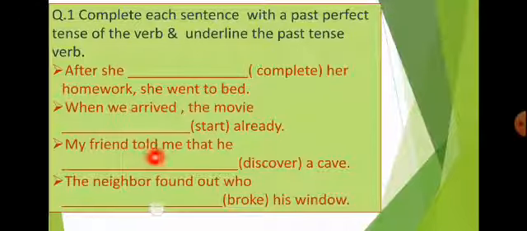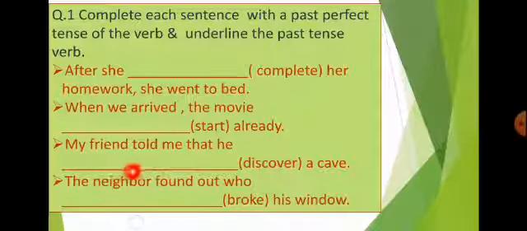My friend told me that he dash discovered a cave. In this sentence, first we will underline told, that is the past tense verb, means second form of the verb. Then in the blank we write had, that is the helping verb of past perfect tense. Then we will change first form of the verb into third form of the verb, discovered, had discovered a cave.